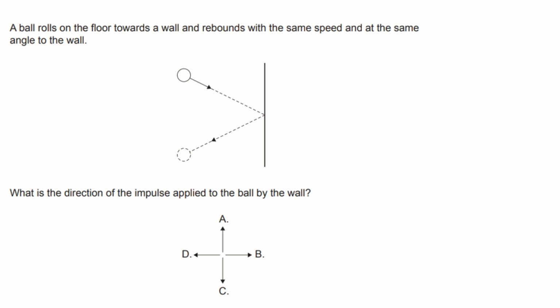Okay, so we've got a ball rolling on the floor towards the wall and rebounding. It rebounds with the same speed and at the same angle. So we've got a law of reflection style problem here, where the angle of incidence is equal to the angle of reflection. And we want to know what the direction of the impulse applied to the ball by the wall is.